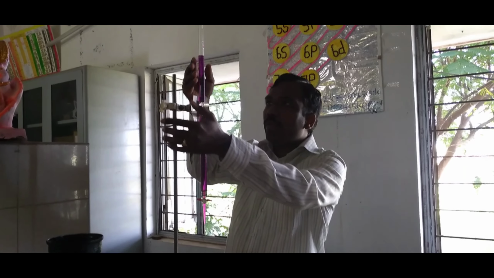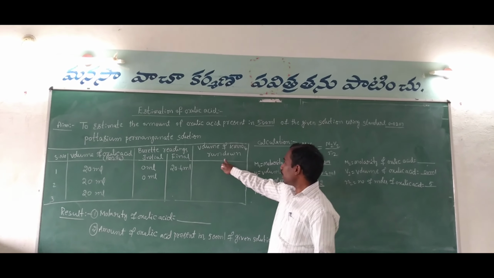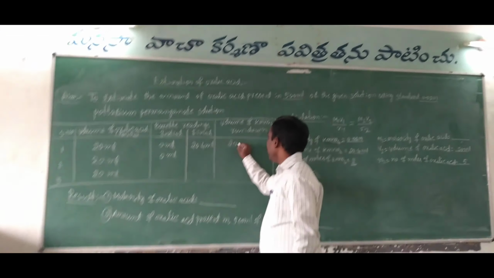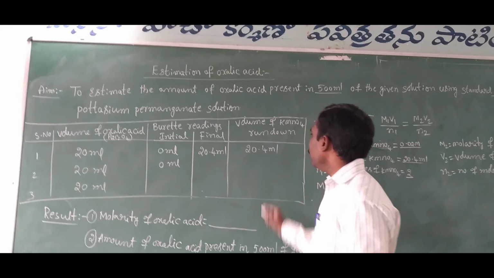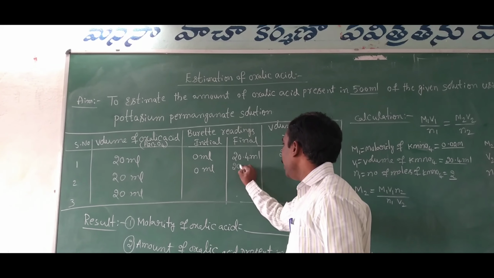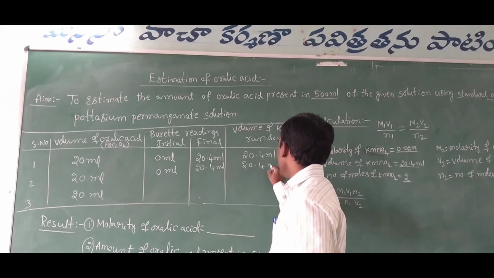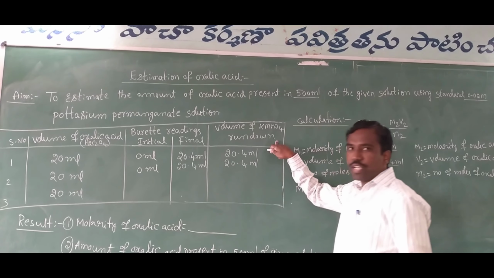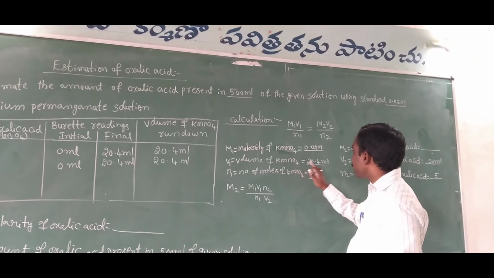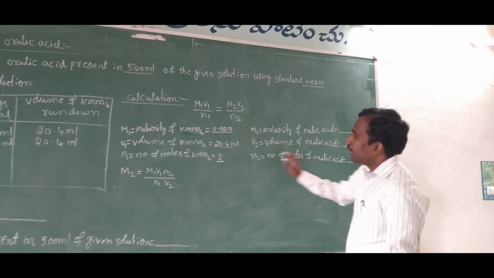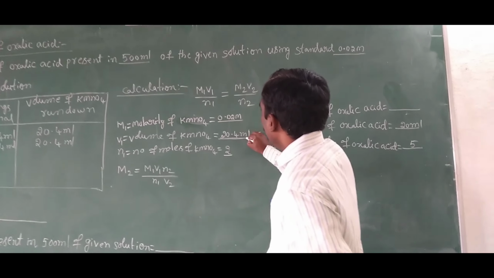This procedure is repeated until two successive readings are obtained. After the titration, we get the value of potassium permanganate as 20.4 ml. We can take a concordant value here as 20.4 ml. This is the volume of potassium permanganate. Now we have to substitute this value in the calculation.